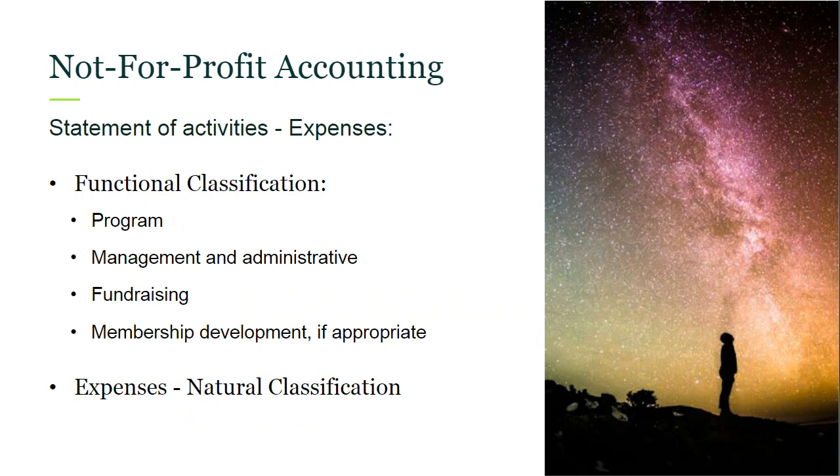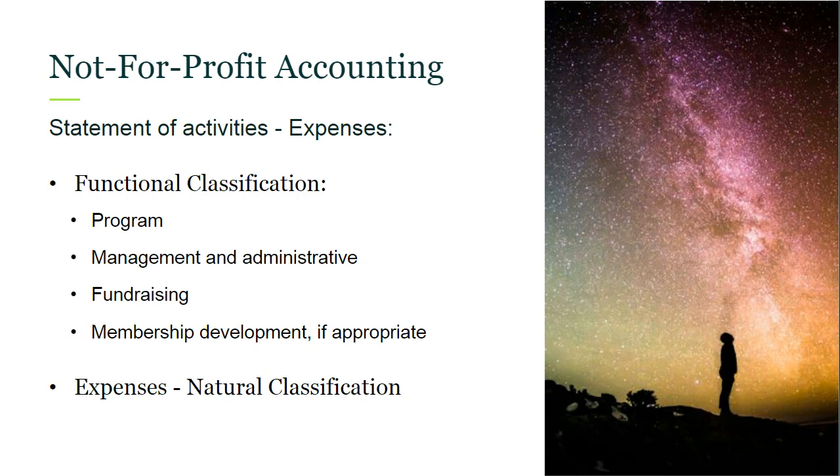Not-for-profit accounting: the statement of activities, or your income statement, if you're familiar with the commercial side, is the financial statement that goes through, obviously, the revenue less expenses. On the expense side, not-for-profit generally accepted accounting principles require a not-for-profit organization to present their expenses in functional categories. So telling the users of the financial statement, how much do we spend on program? How much do we spend on overhead? How much do we spend on fundraising and membership development, if that is the case?